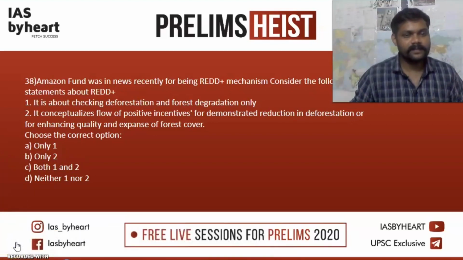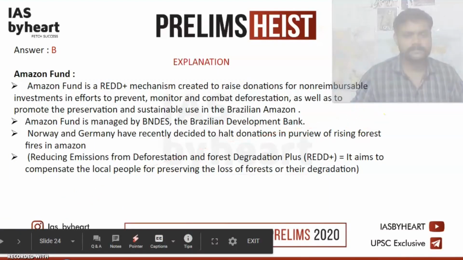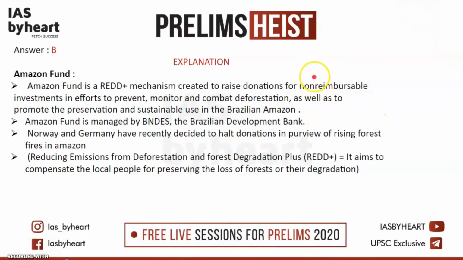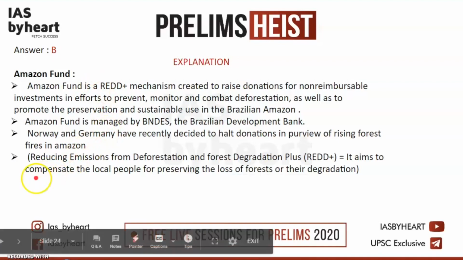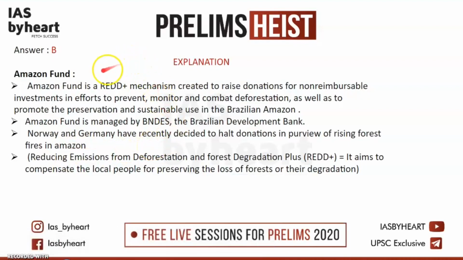See, here is our explanation. Amazon Fund. This is a REDD plus mechanism. It was aimed to raise donations in order to prevent, monitor and combat deforestation, which also used to promote the preservation and sustainable use of the Brazilian Amazon. This Amazon Fund is managed by the Brazilian Development Bank. Moreover, what is meant by REDD? This REDD is nothing but reducing emissions from deforestation and forest degradation plus. The aim of this REDD plus is to compensate the local people for preserving against the loss of forest or its degradation. Now Norway and Germany are the countries that recently decided to halt the donations to this REDD plus mechanism.